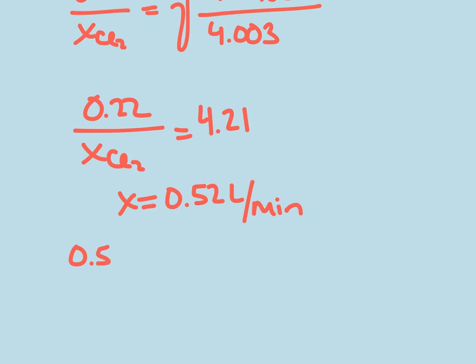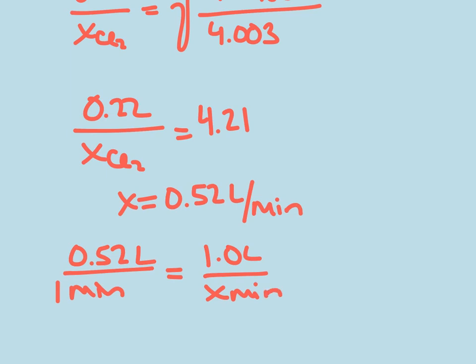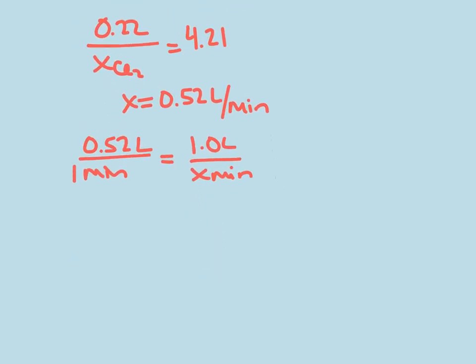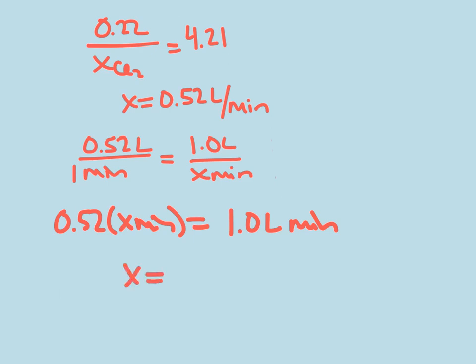So we can just set this up as a proportion: 0.52 liters per 1 minute equals 1.0 liters divided by x minutes. Okay. And we'll have 0.52 times x minutes equals 1.0 liter minute. And when we solve for x, we get that x is 19 minutes.